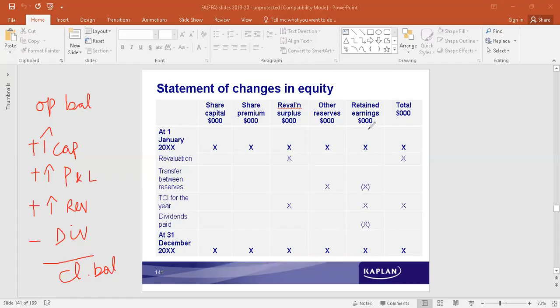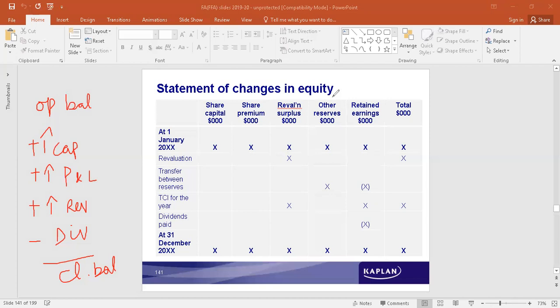Out of retained earnings, any payments for dividend payments would be met out of that. If dividends are distributed, they would be distributed out of retained earnings. So the adjustment will go against the retained earnings. So that would be accounted.